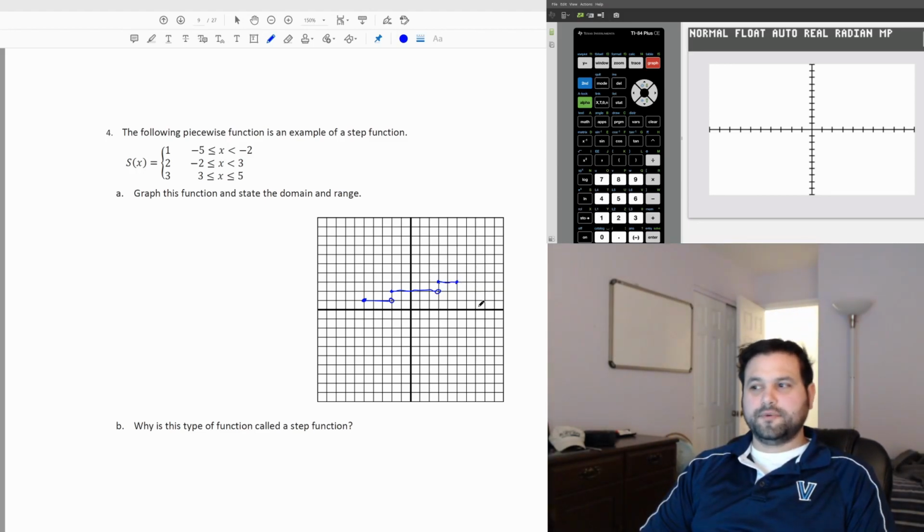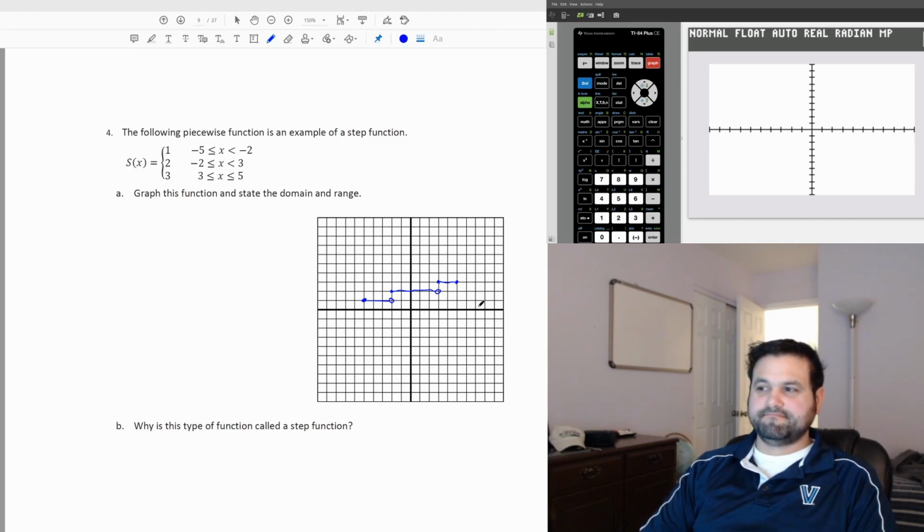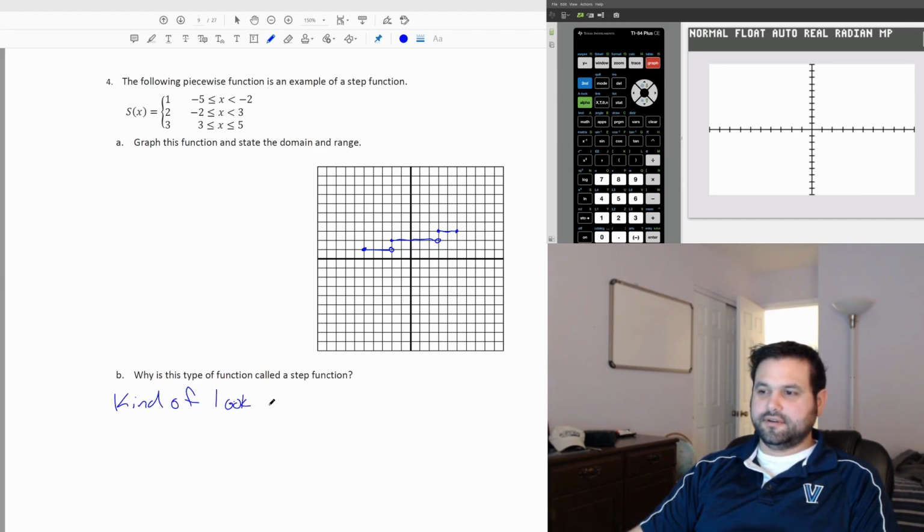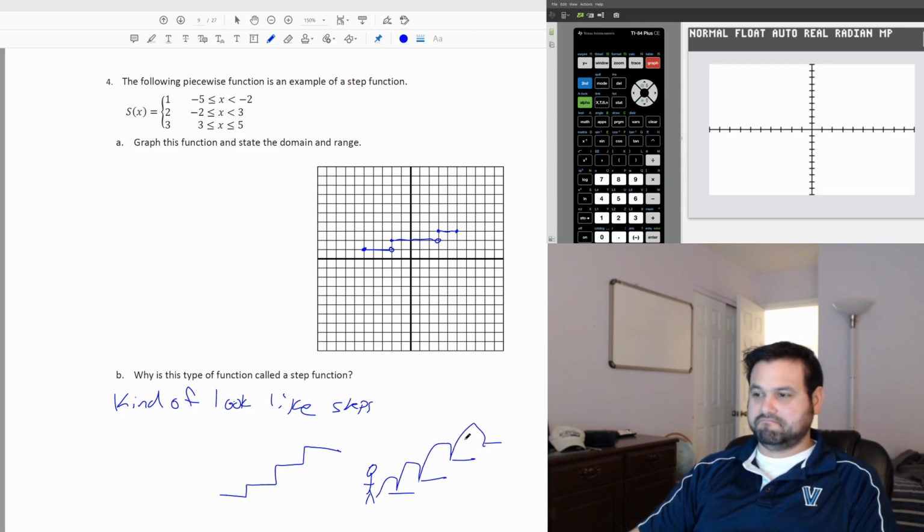So why do you think we call that a step function? Because it kind of looks like steps, right? Kind of looks like steps. Right, but without the vertical lines in there. It just looks like this. And we could certainly imagine some guy walking up those steps. Okay.